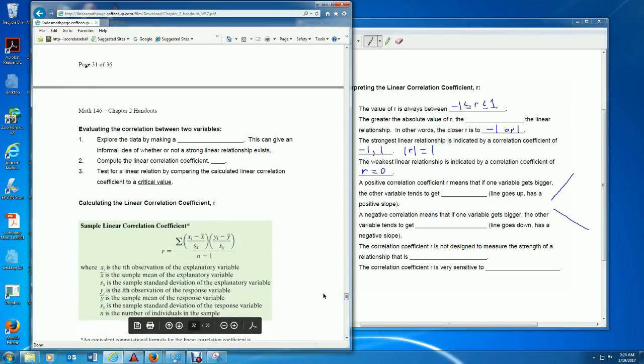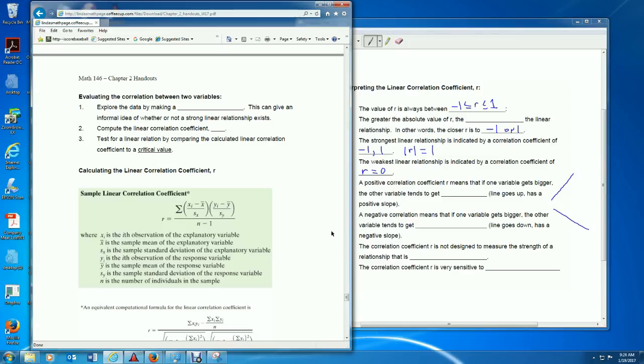All right, so let's look at a series of steps to actually formally evaluate the correlation. The first thing you want to do is just explore the data, as we've been doing, by making a scatter plot first, because that will give you an initial idea of whether or not there is a linear relationship. Second, you need to compute the linear correlation coefficient r based on the data. And then third, you're going to compare that calculated value of r to a critical value of r. And I will show you how to look those up.